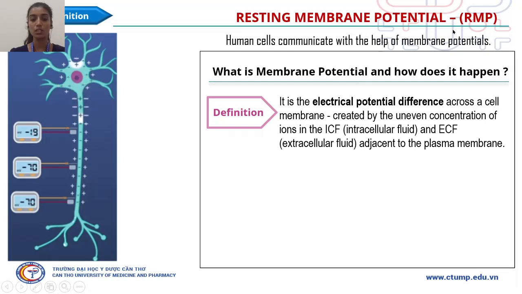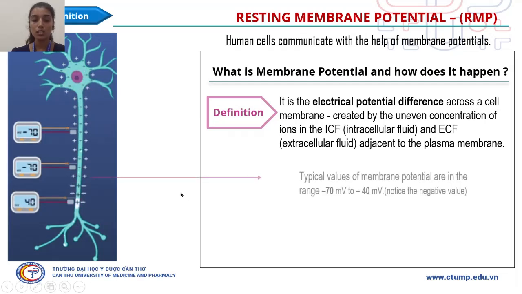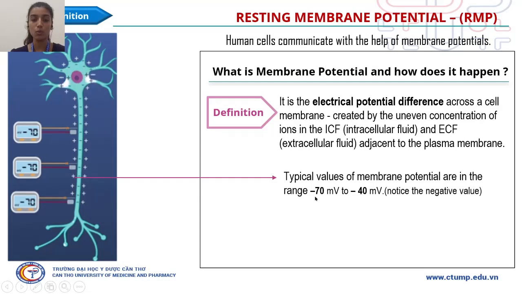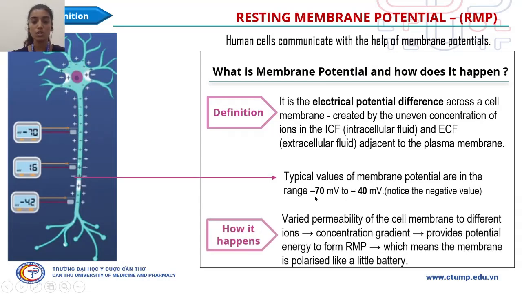Usually, the membrane potential is in the range of negative 70 millivolts to negative 40 millivolts. This resting potential is brought about by the permeability of the cell membrane to different kinds of ions, in that some ions can move across the cell membrane more easily than others. This is how the concentration of different ions is different inside and outside of the cell, creating a concentration gradient. And this concentration gradient provides the necessary potential energy to form the resting membrane potential. That means the membrane is polarized like a tiny little battery.